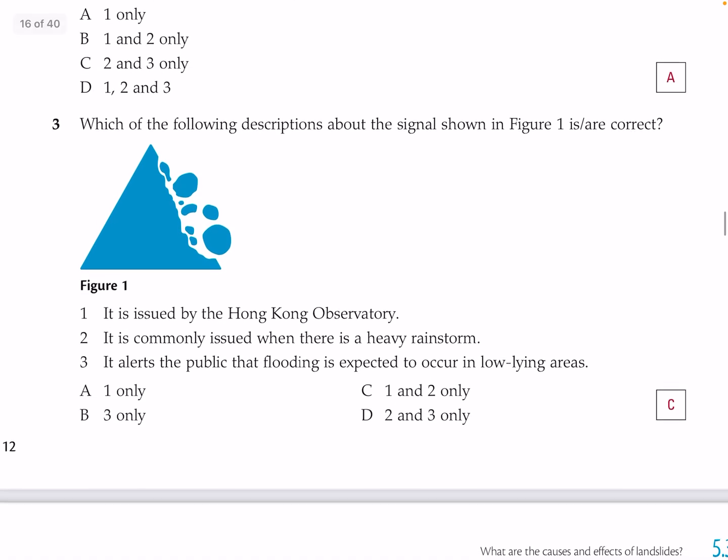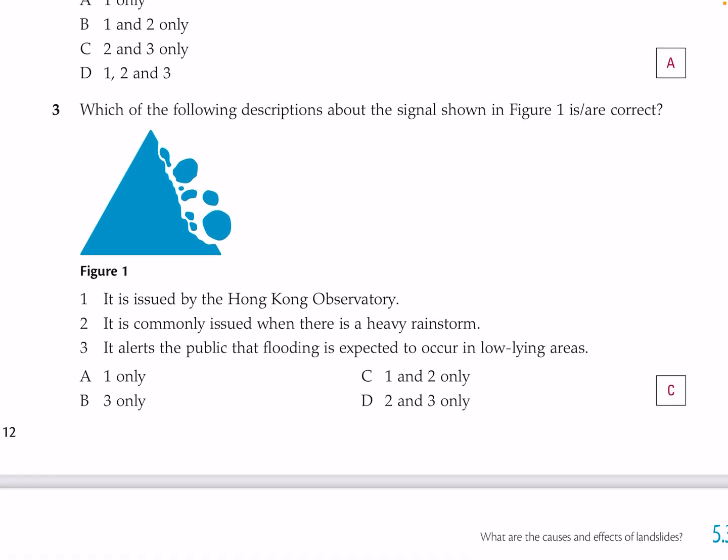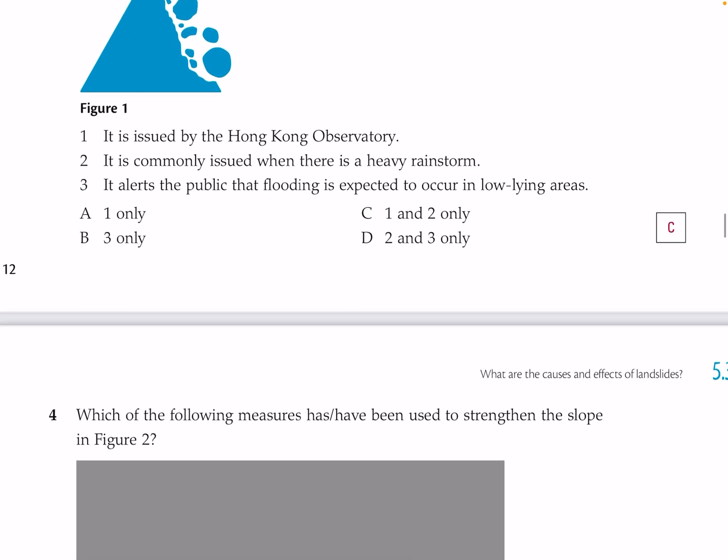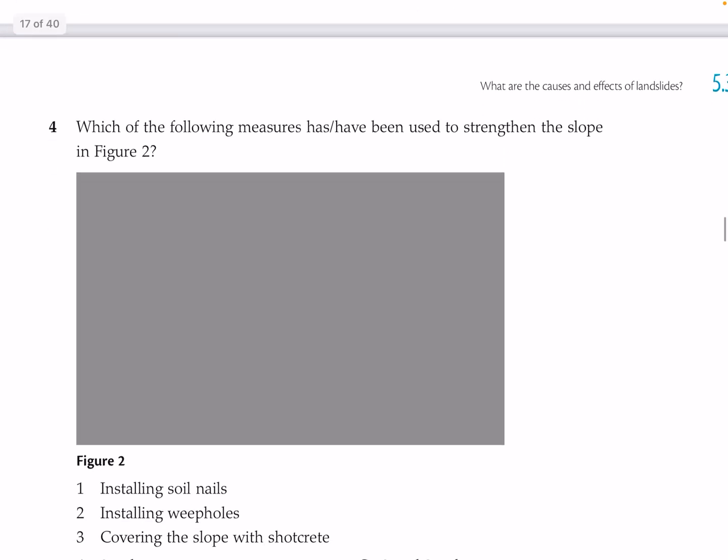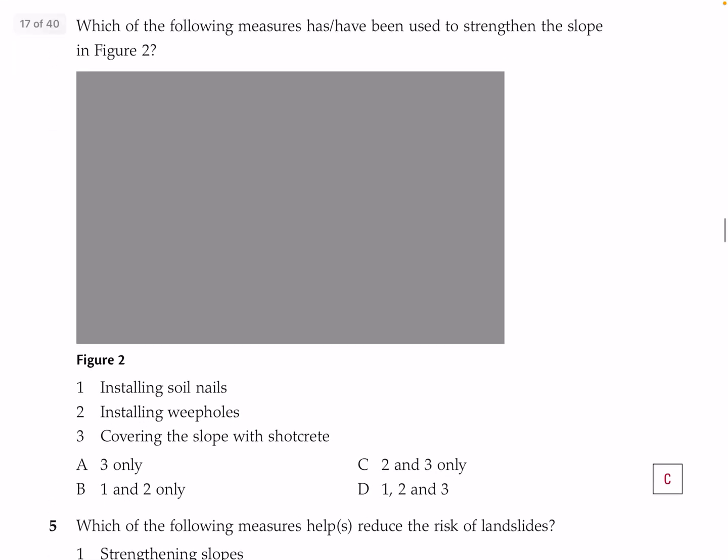It's A. Which of the following descriptions about the signal shown in Figure 1 are correct? It's issued by the Hong Kong Observatory, true, and it's commonly issued when there's a heavy rainstorm. True, it alerts people that flooding is expected. No, landslide is expected. So number 1 and 2 only. Which of the following have been used to strengthen the slope in Figure 2? Okay, you can see weep holes, which are holes, and shotcrete, which is concrete or cement that covers the slope and reduces the infiltration of water.